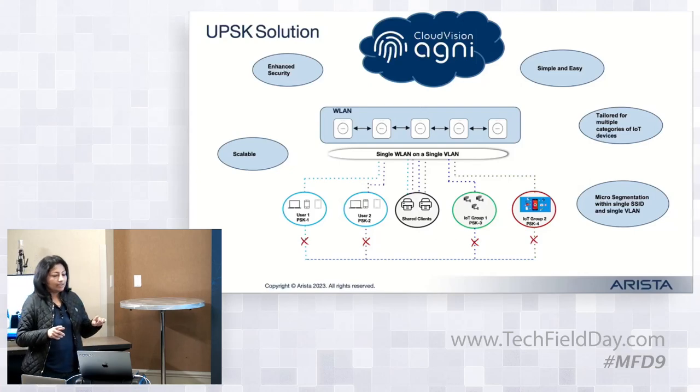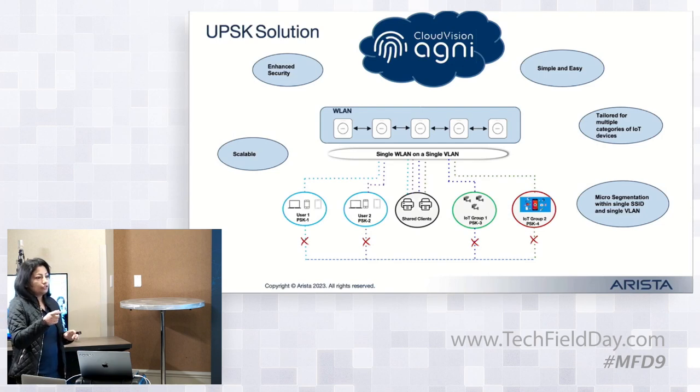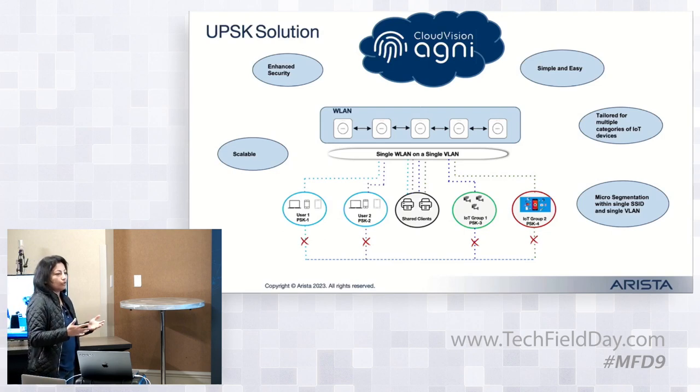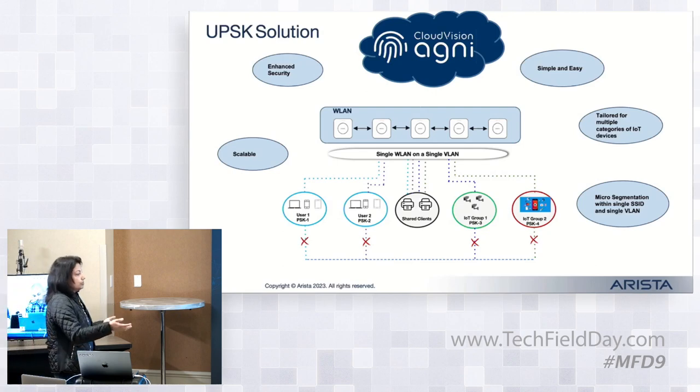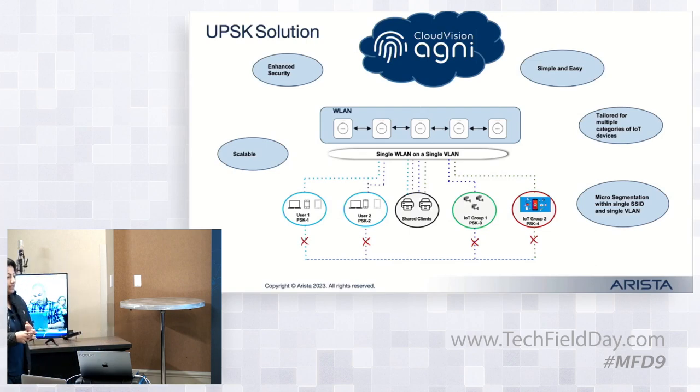Clients connecting using a single PSK will be able to talk to each other across APs, but clients connecting using a different PSK will not be able to talk to each other. But within the network, if there are some shared clients, all the user devices can still access that shared client. So what are the advantages?